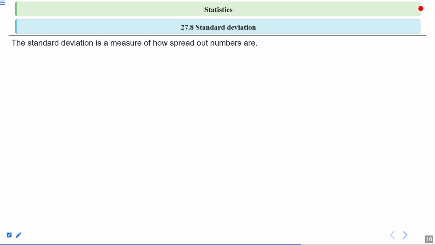What is the standard deviation? The standard deviation is a measure of how spread out numbers are. So standard deviation is represented by the square root of variance.